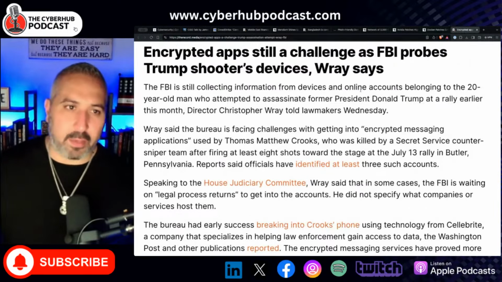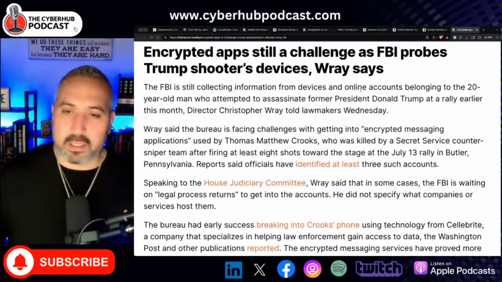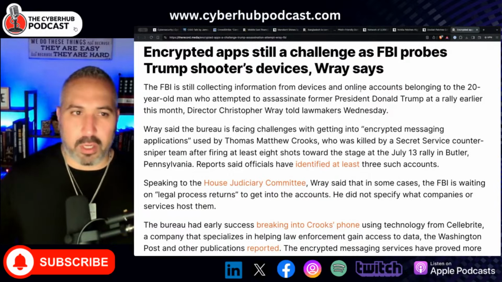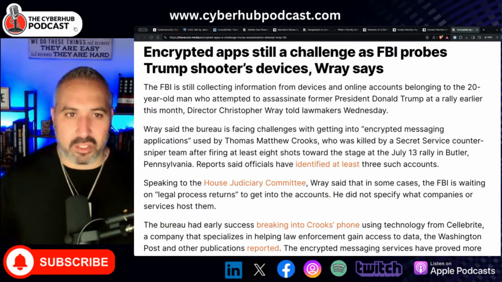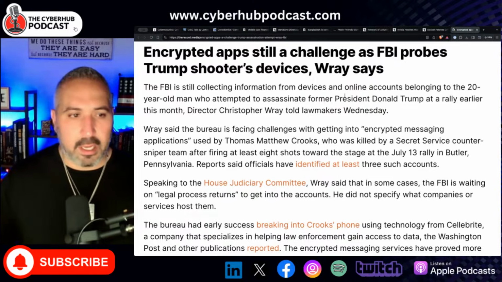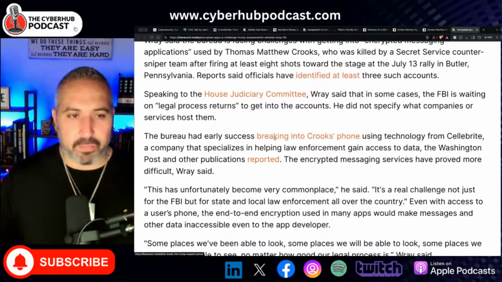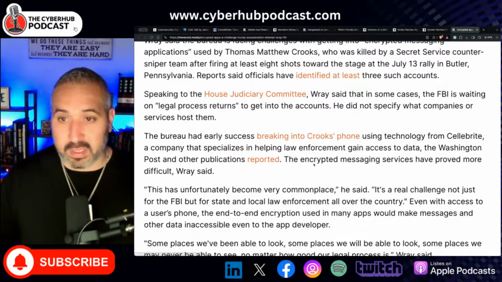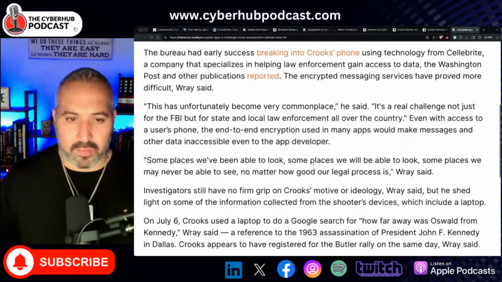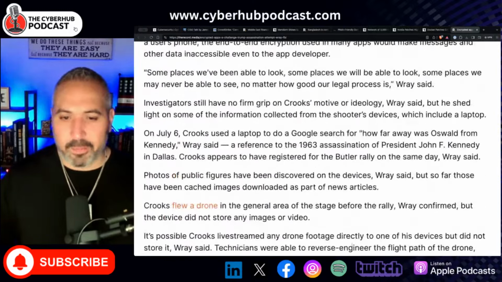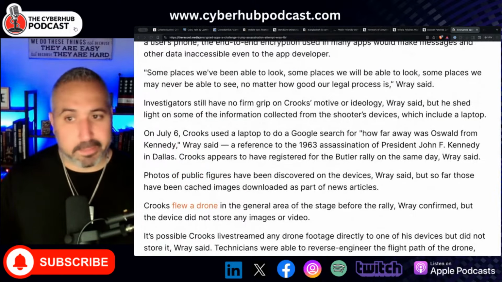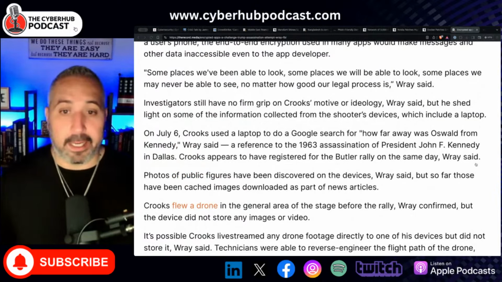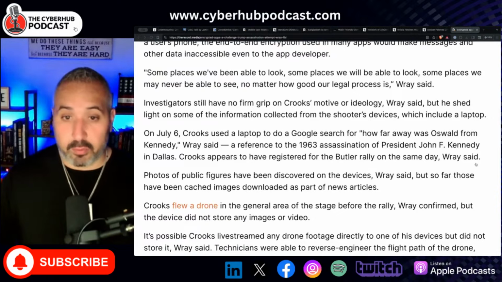FBI Director Christopher Wray was testifying about the FBI probe into the assassination attempt on former President Trump, saying that encrypted apps are still a challenge as the FBI is probing the shooter's device. I will not say the shooter's name here, who took a shot at the former president. The Bureau has had early success in breaking into the phone using technology from Cellebrite. However, they've stalled with some encrypted messaging apps being more difficult to decrypt, which lets you know exactly who was helping this guy. So there's that on the investigation. So FBI is still struggling with encryption. Maybe reach out to industry and get some help there as well.